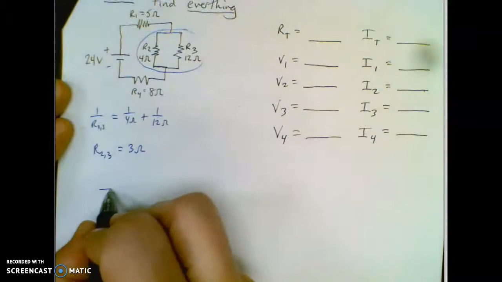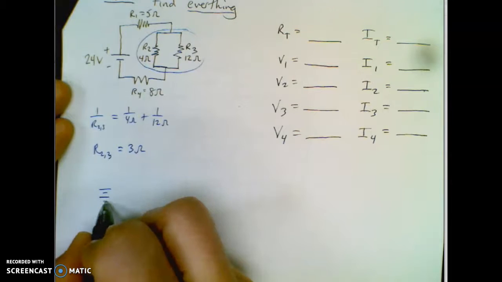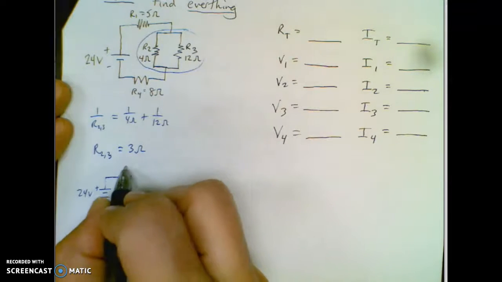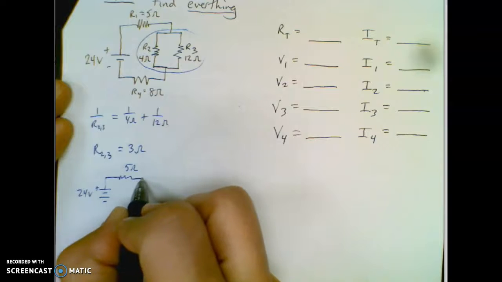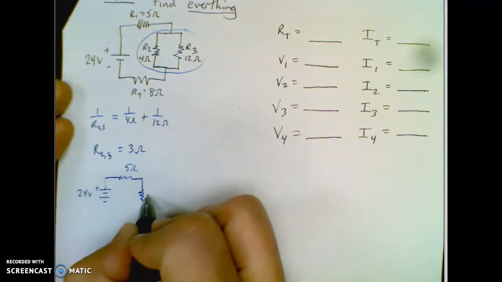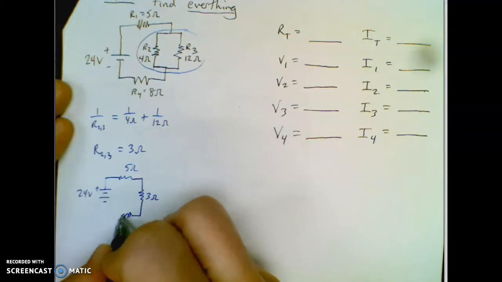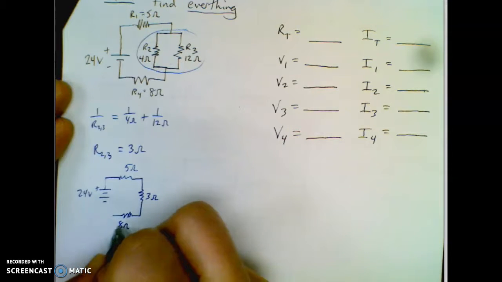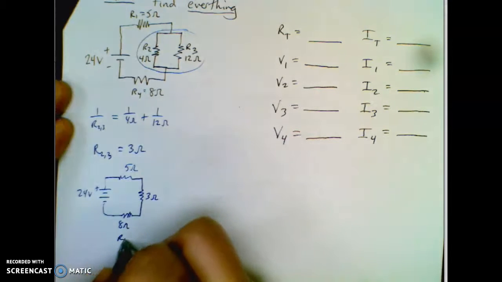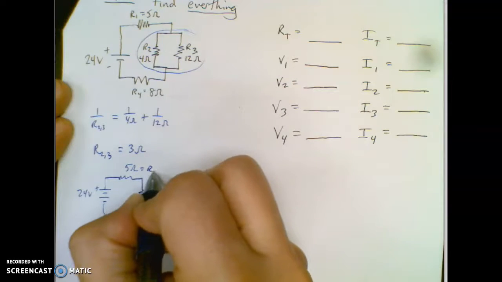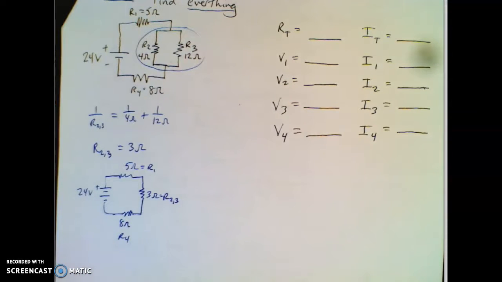So I'm going to redraw my picture, right? I have a 24 volt battery, then it goes through a 5 ohm resistor, then it goes through a 3 ohm equivalent resistor, and then it goes through an 8 ohm resistor. So this is R4, this is equivalent to R2 and 3, and this is R1. So we got it a little more simplified, right? We took care of that one.